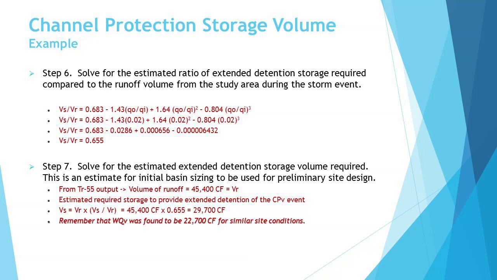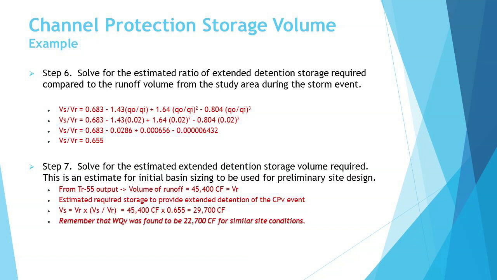And again, this is in the Iowa Stormwater Management Manual. So when it disappears from my screen, you're not left hanging. You can look it up. But basically, you've got that ratio that we calculated earlier off the chart, that 0.02, goes where it says outflow over inflow. So you just plug that into those equations. One is subtracting this value, then it's adding this one times the square of that ratio, and subtracting this value times the cube of that ratio. That's how that equation works.